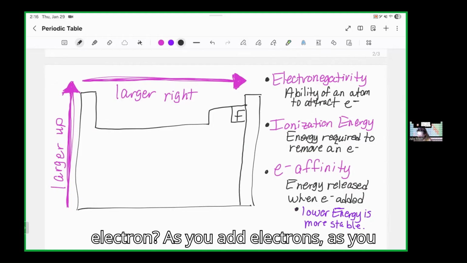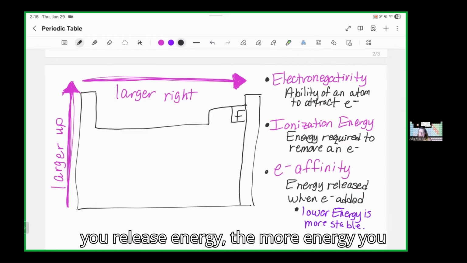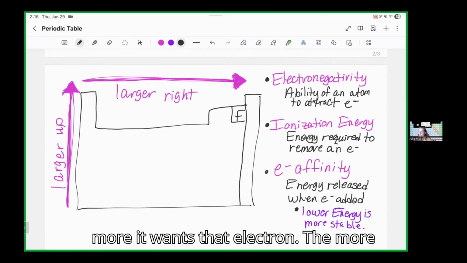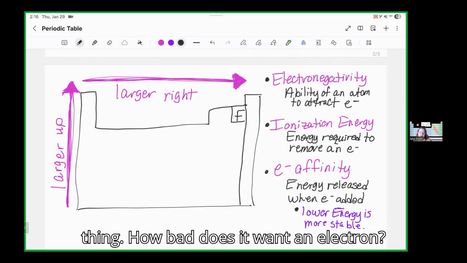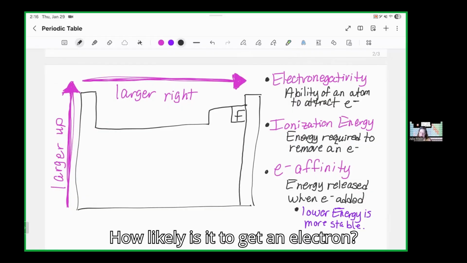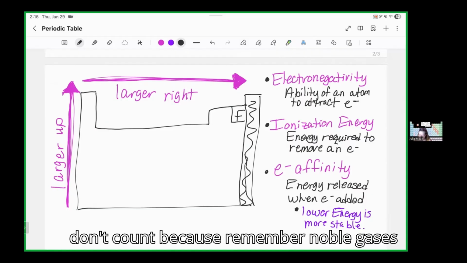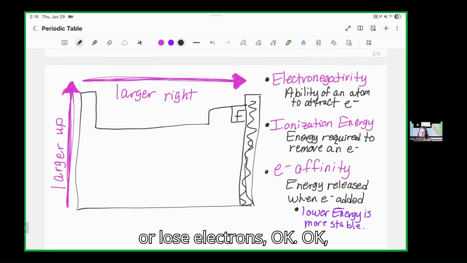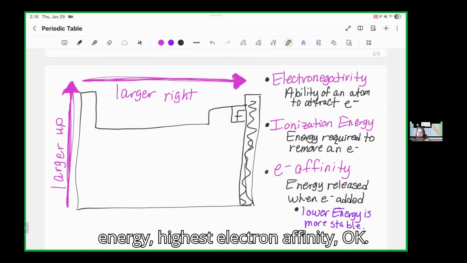Basically, it's how much affinity it has for an electron. As you add electrons and release energy, it's more stable. The more energy you release, the more stable it is, the more it wants that electron, the more affinity it has for an electron. So these are all essentially the same thing. How badly does it want an electron? How likely is it to get an electron? The trend is, our noble gases don't count, because noble gases are perfect. They're already perfect. They don't want to gain or lose electrons. Fluorine is your most electronegative atom, highest ionization energy, highest electron affinity.